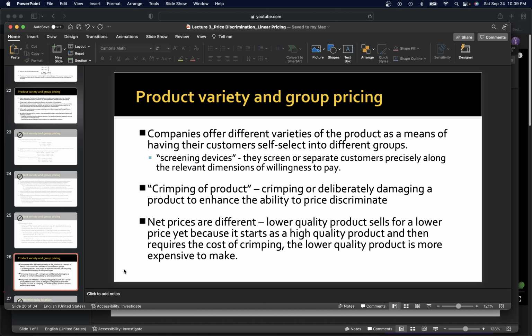So when it comes to third-degree price discrimination, companies offer different varieties of the product as a means of having their customers self-select into different groups. So these are the screening devices, or the screening conduct, that we were talking about earlier. One way they could do it is crimping their product, or deliberately lowering the quality of their product, to enhance the ability to price discriminate. Another way is that net prices are different. The lower quality product sells for a lower price, yet because it starts as a high quality product and then requires the cost of crimping, the lower quality product is more expensive to make.